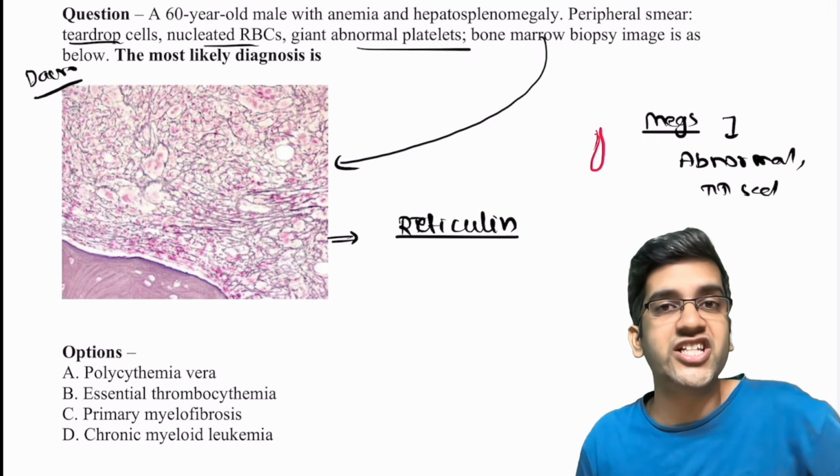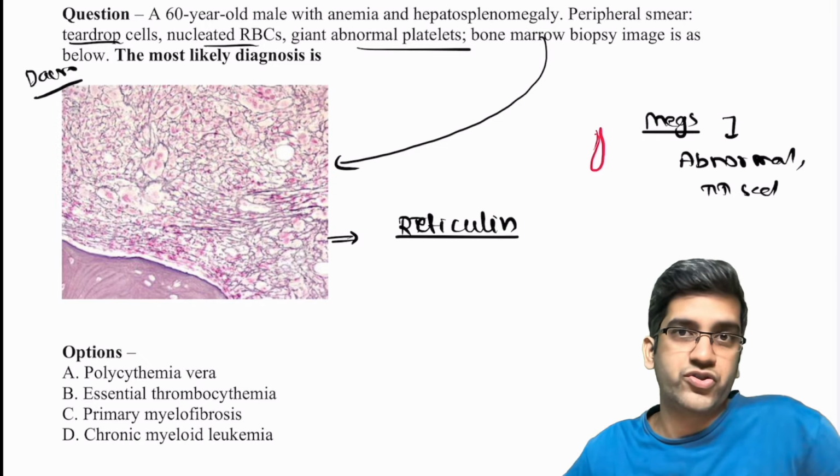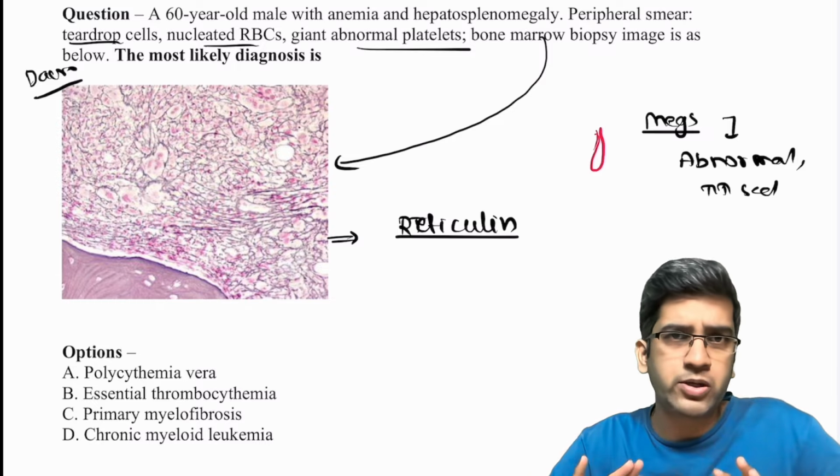That's kind of the initial starting point. More megakaryocytes, more PDGF, more fibrosis. That's kind of the pathogenesis which I want you to remember by default.